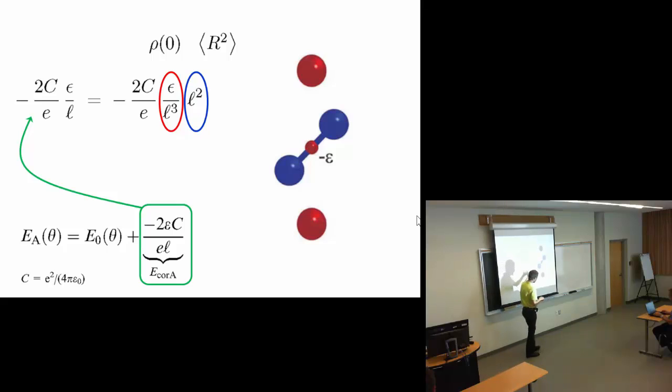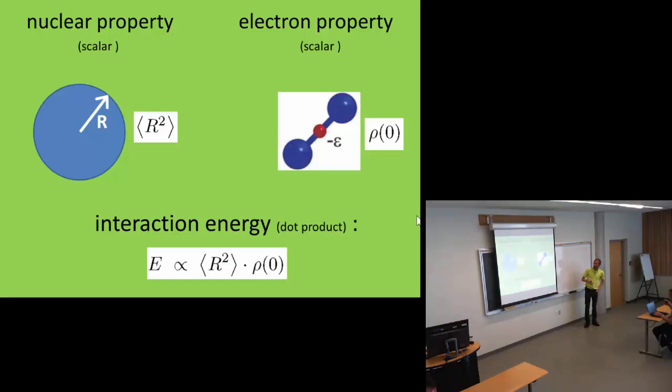So what we see here is a classical representation of the quantum effect that if electrons are allowed to enter the nucleus, that will alter the Coulomb interaction a little bit. So we have again the same scheme. We have a nuclear property, which is now the volume of the nucleus, the mean square radius of the nucleus. We have an electron property. WIEN2k can calculate this. This is the electron density at the center of the nucleus.